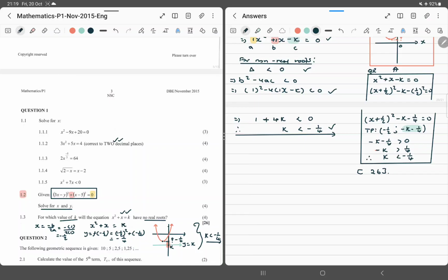Okay, so these are some of the techniques that will help you survive functions. And obviously, you would want to find out, why must k be less than minus 4?